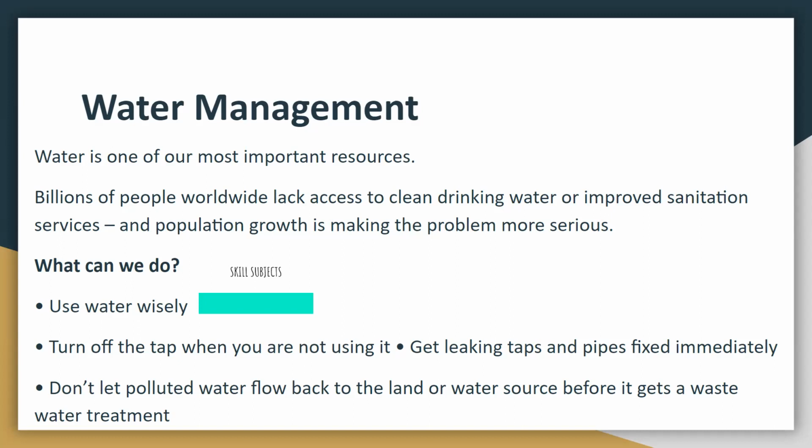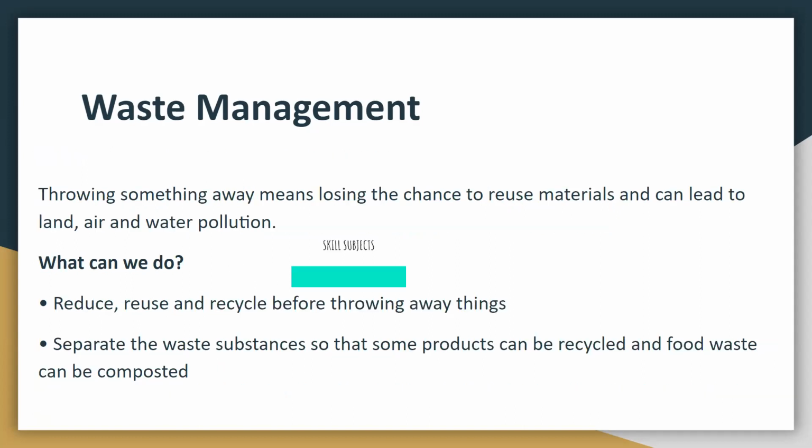Don't let polluted water flow back to the land or water source before it gets wastewater treatment. So, unless you get the polluted water treated, do not flow that water back into the land or into water bodies. Then is waste management.